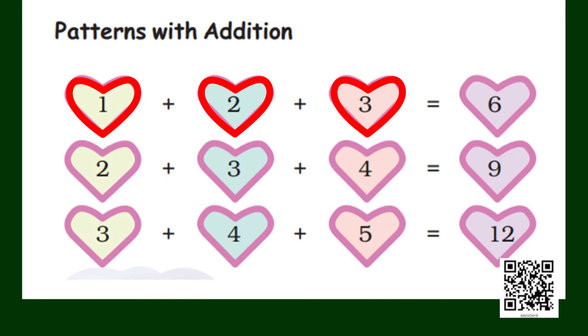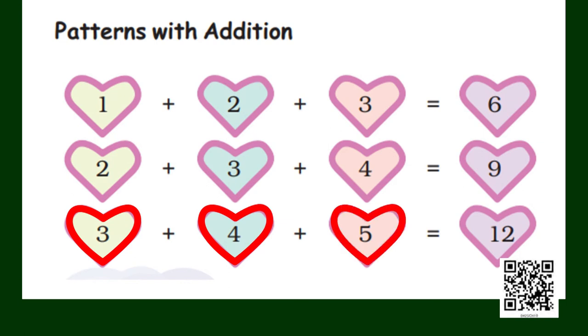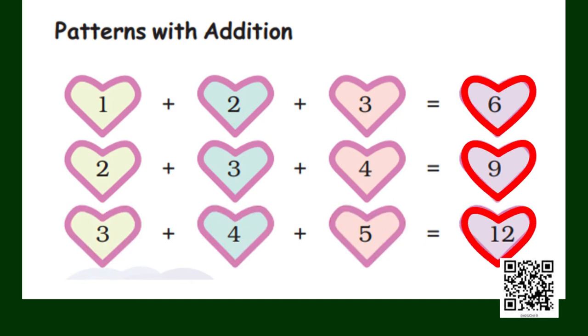Now see the next numbers. It is 2, 3, 4. Again they are increasing by 1. The next one is 3, 4 and 5. It is increasing by 1. Now observe the sum. It is 6, 9, 12. Are they increasing by 1? No. Here they are increasing by 3, right? 6 plus 3 is equal to 9 and 9 plus 3 is equal to 12.